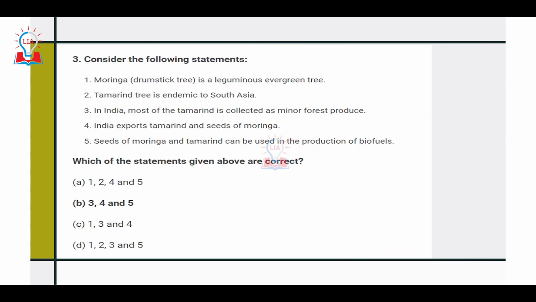The third question is again related to the natural vegetation of India, where a specific question has been asked related to the moringa and tamarind. Now, moringa, which is also called as domestic tree, is a leguminous evergreen tree. This is incorrect because it is a tropical dry deciduous tree. Second statement is tamarind tree is endemic to South Asia. This is also incorrect because tamarind tree is endemic not to South Asia but to Africa.